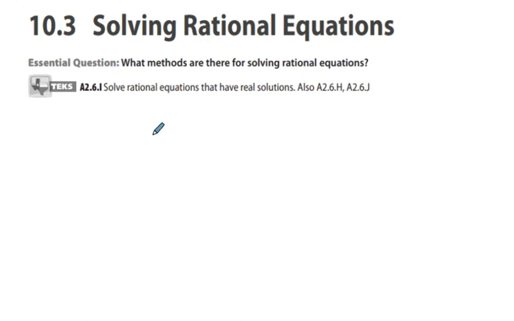Well, the two we're going to examine here are: one, we're going to solve rational equations by graphing, and then also we're going to solve algebraically.